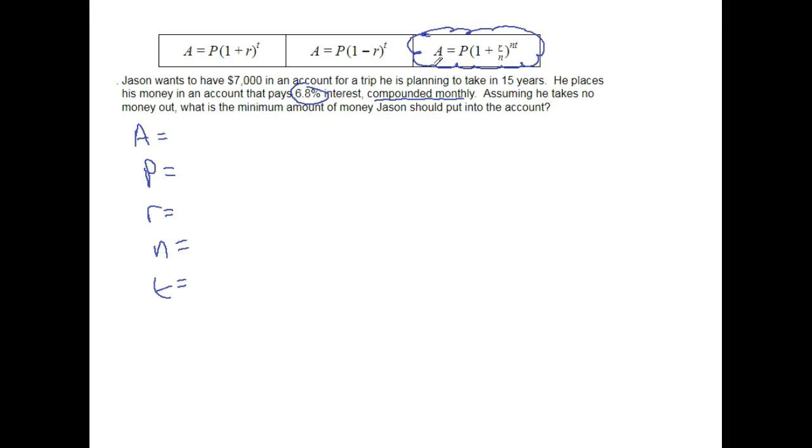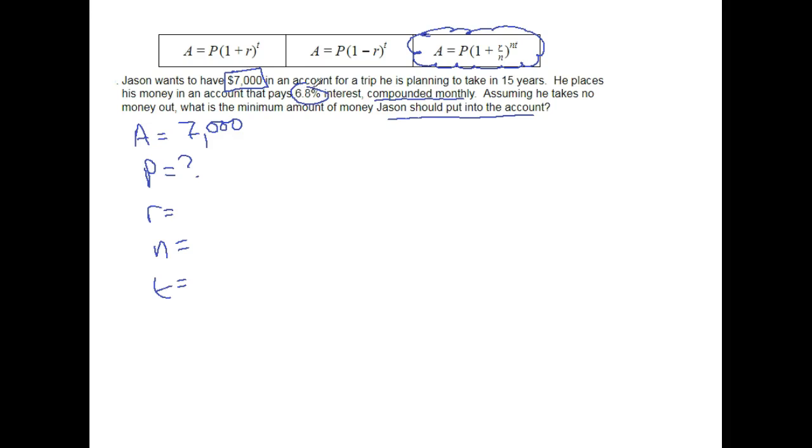As I reread the problem, I'm going to try to figure out what the numbers are telling me and what they stand for. This $7,000, is it what he's starting with or is it what he wants to have? Clearly it's what he wants to have, so that makes it a future value for A. We don't know the principal. That's what we're trying to figure out.